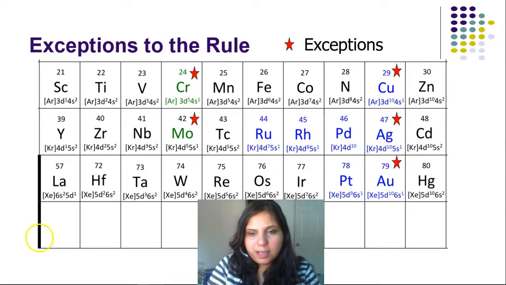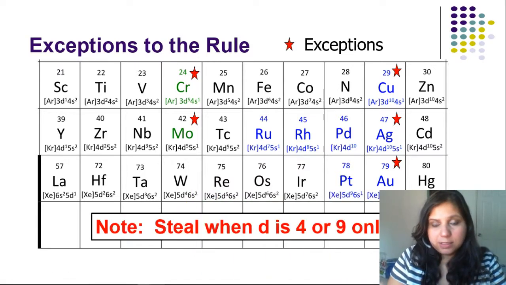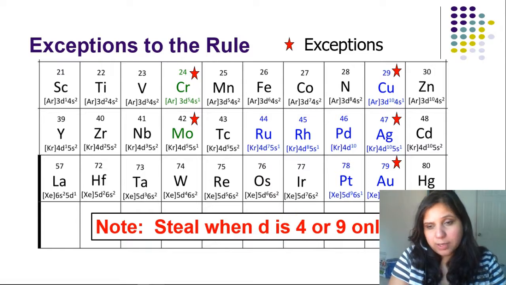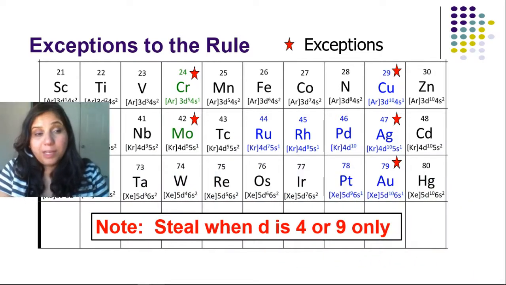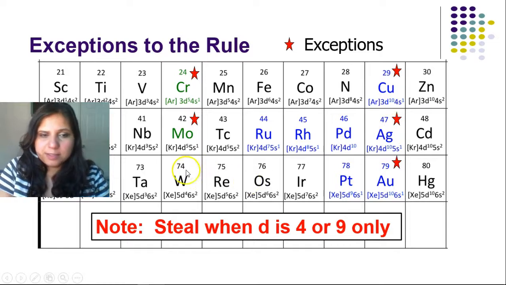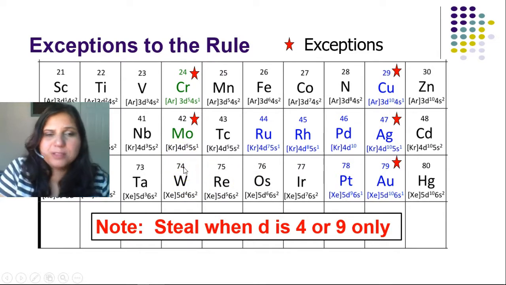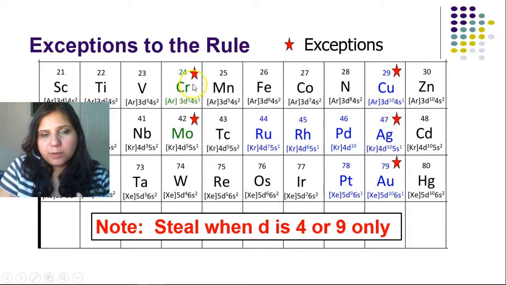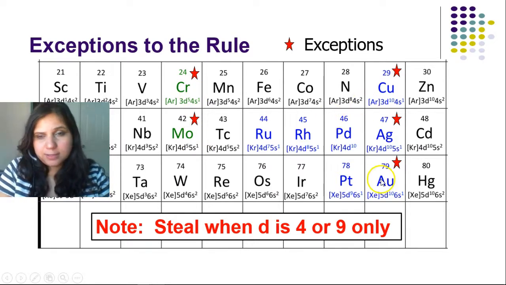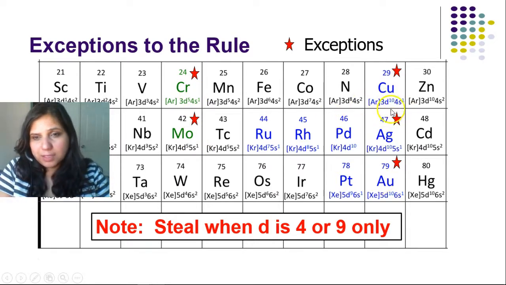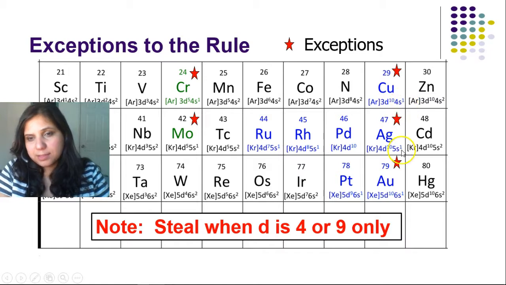And they tend to happen when D is either 4 or D is 9. So we're going to write that right here in your notes. It says steal when D is 4 or 9 only. And I went ahead and pointed out exactly which ones steal, because this one is a D4, but it does not steal. I probably won't put this one on a quiz, but I will put one of these 5 on a quiz. So this is when D is normally 9. It steals one from the S.